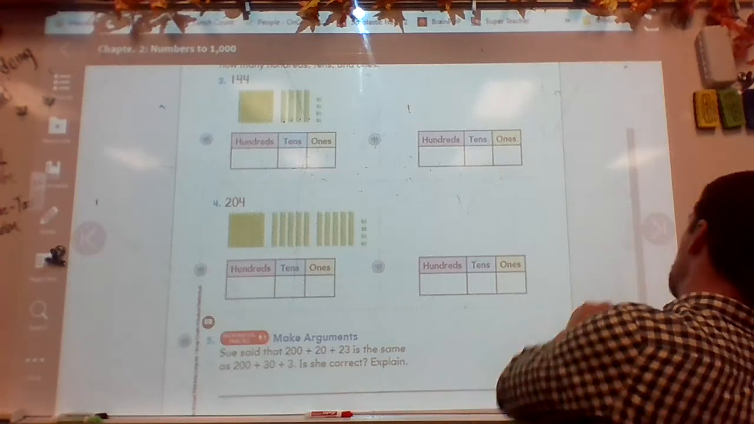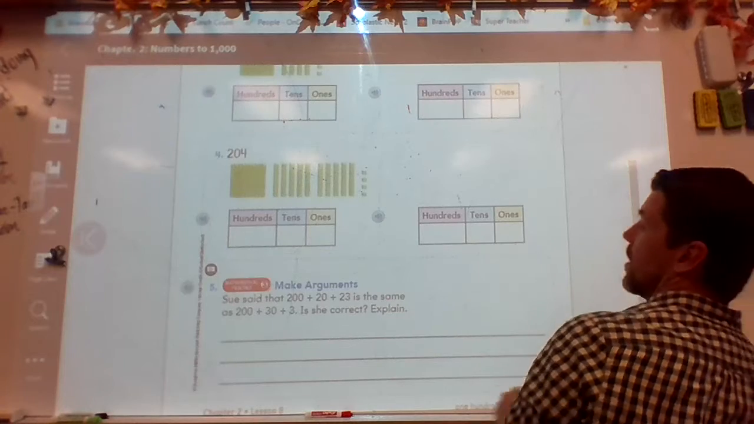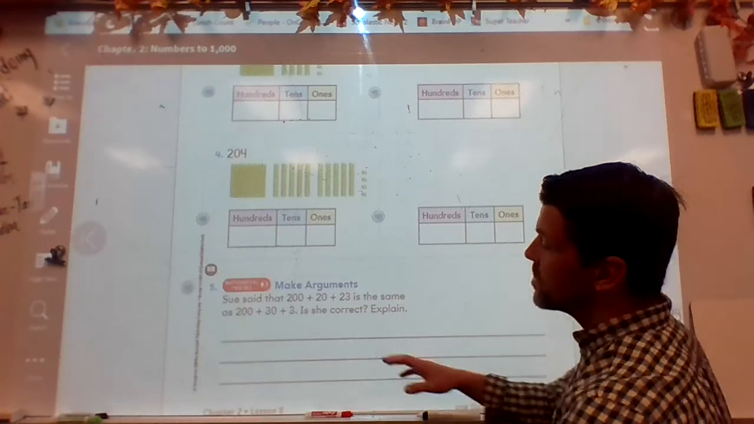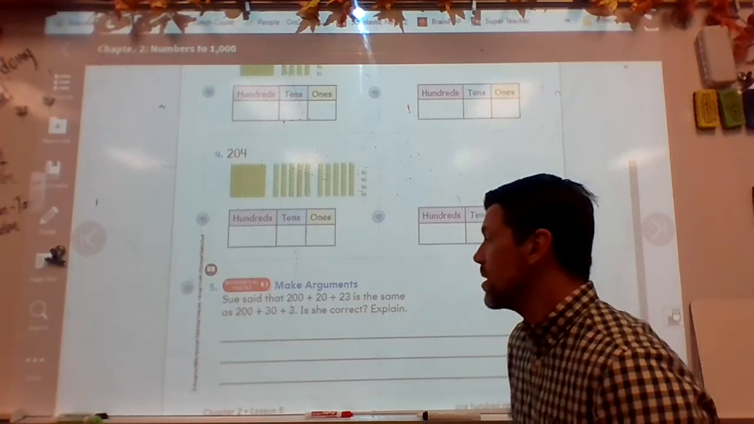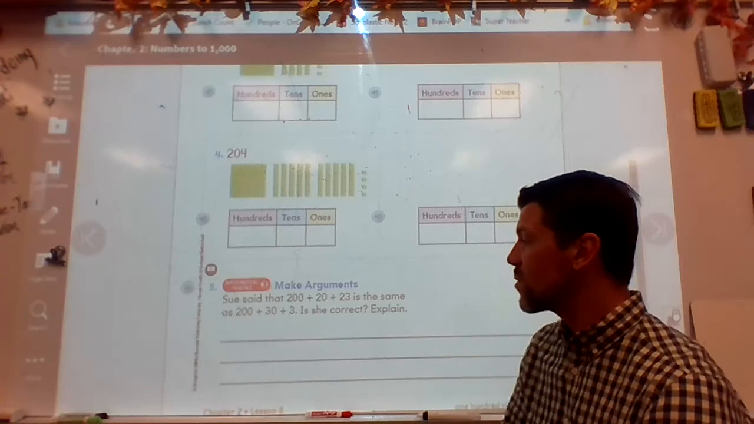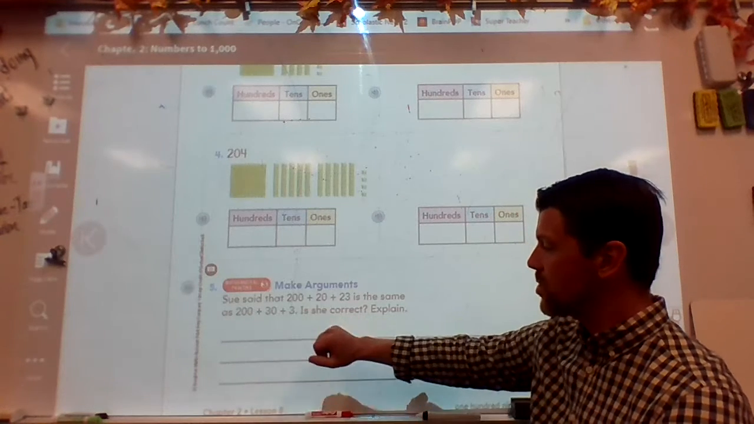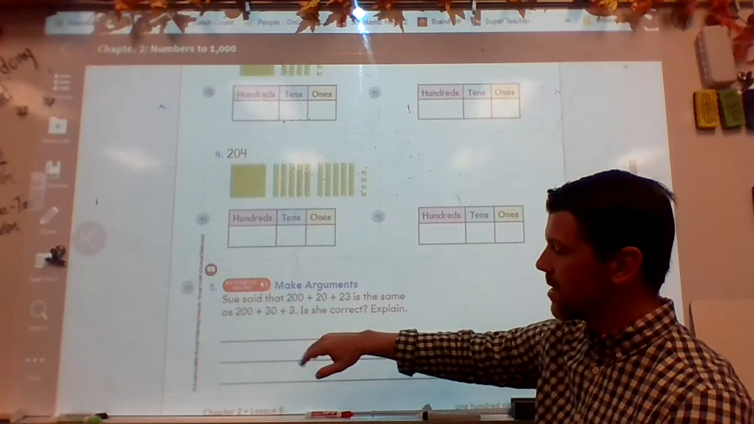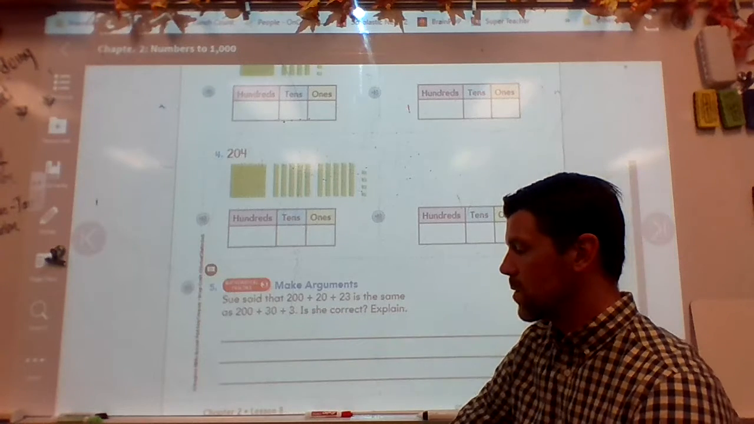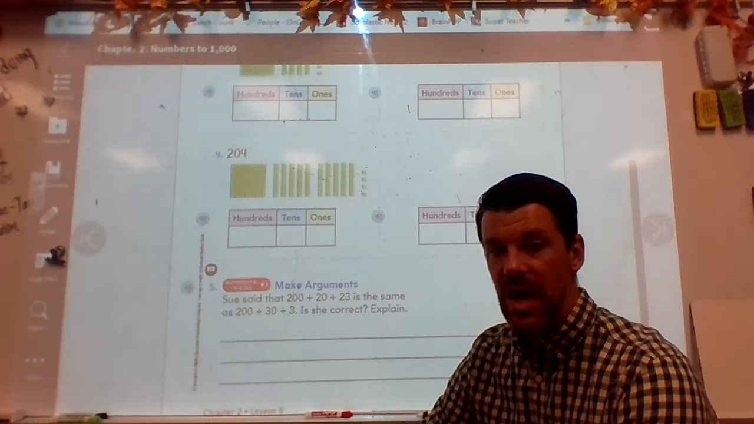All right, we move this down and we look at this one. It says, Sue said that 200 plus 20 plus 23 is the same as 200 plus 30 plus 3. Ooh, this could be tough.